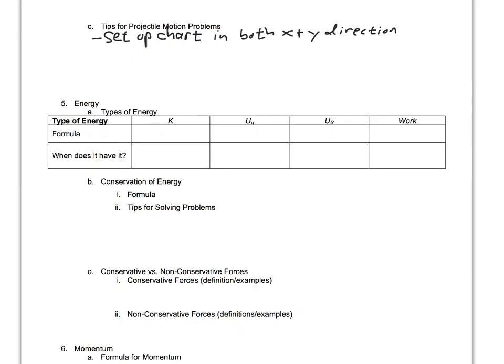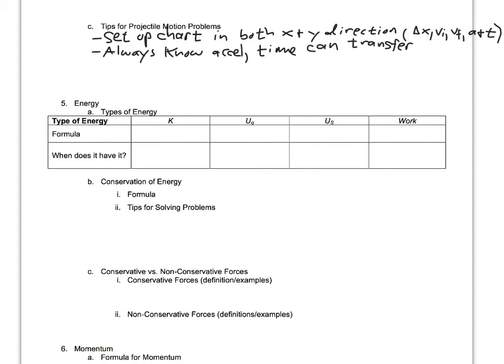Next, let's talk about some tips for those projectile motion problems. The first tip is these really are just kinematics problems, so we're going to set up our chart in both the x and y direction with our displacement, initial and final velocity, acceleration, and time. We'll do one for x, one for y. We always know the accelerations, and we always know that the times can transfer from the x to the y. That's the one thing that doesn't really have a direction and can go between the two sides. We want to really think about our concepts.